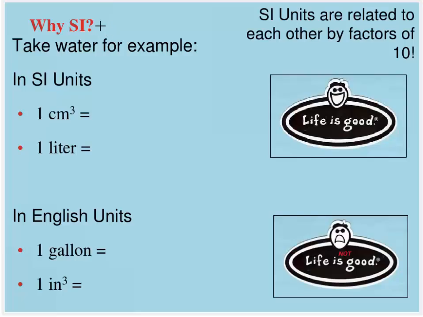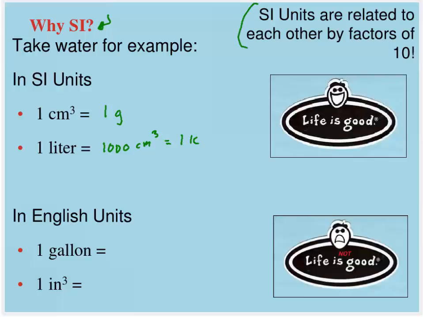Now, you may be asking yourself, why, oh why, Dr. Rogers, why do we have to use the SI system? Well, first of all, every scientist in the world pretty much uses the SI system, whether we're talking about biology, chemistry, as well as physics. Another reason is, let's just take water, for example. If we were to look at 1 cubic centimeter of water, that's also going to be 1 gram of water. 1 liter of water is going to be 1,000 cubic centimeters, which is also going to equal 1 kilogram.